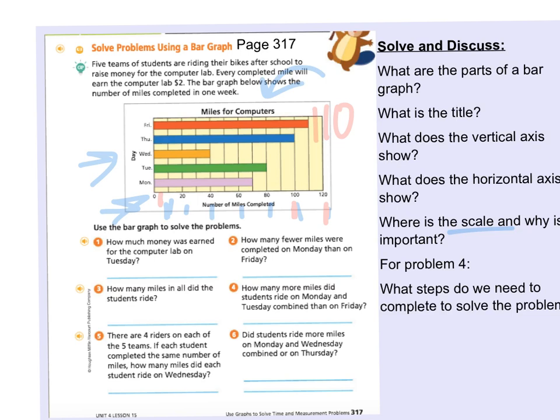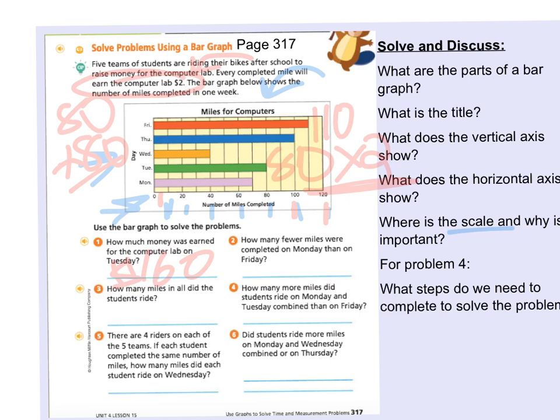All right, so how much money was earned for the computer lab on Tuesday? Now you have to know that it's $2 for every mile. So on Tuesday, there were 80 miles. So I would have to multiply that by 2, or I could take 80 plus 80, and I'd get 160, and I could just do that with a dollar sign, 160 bucks. Now, the reason why I had to multiply it by 2, because for every mile they rode, they got $2.